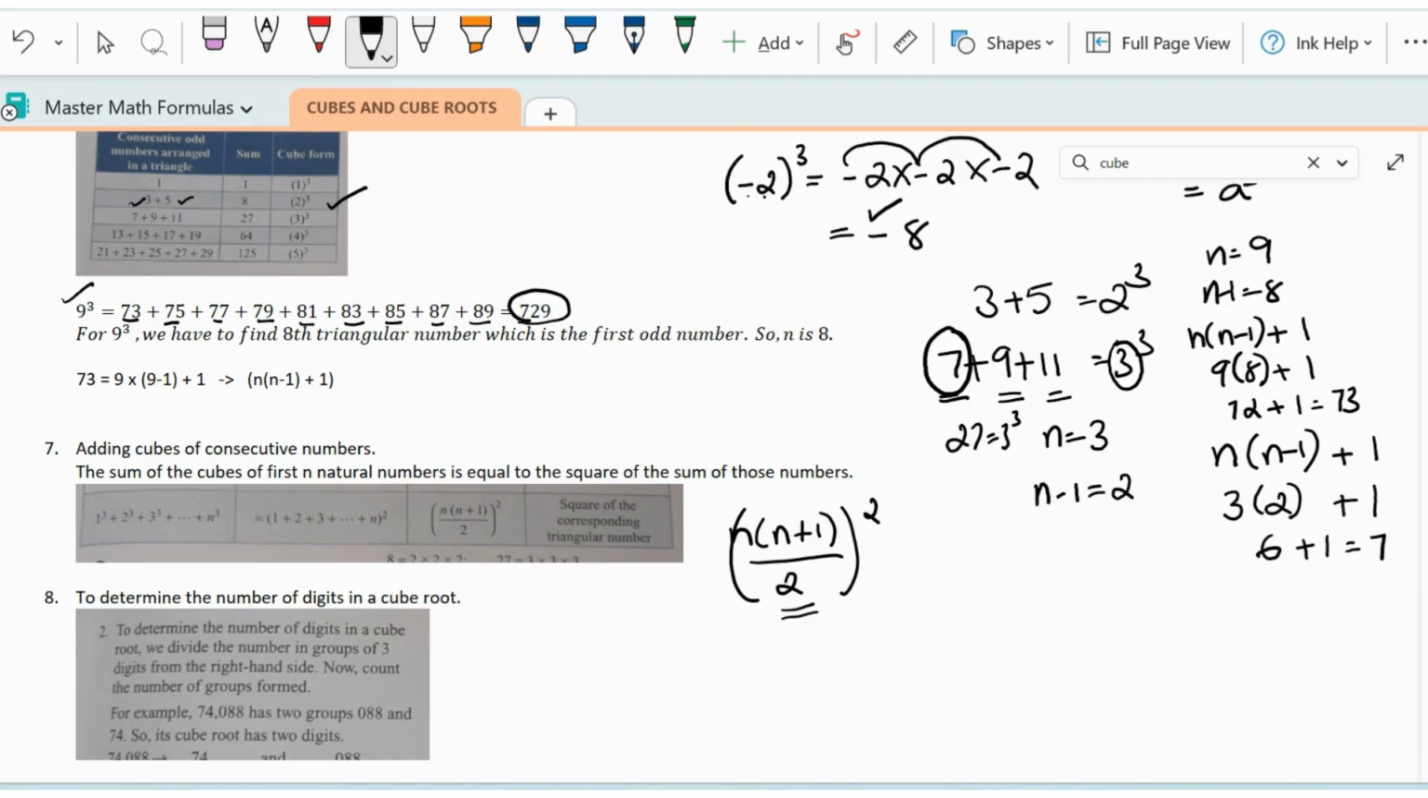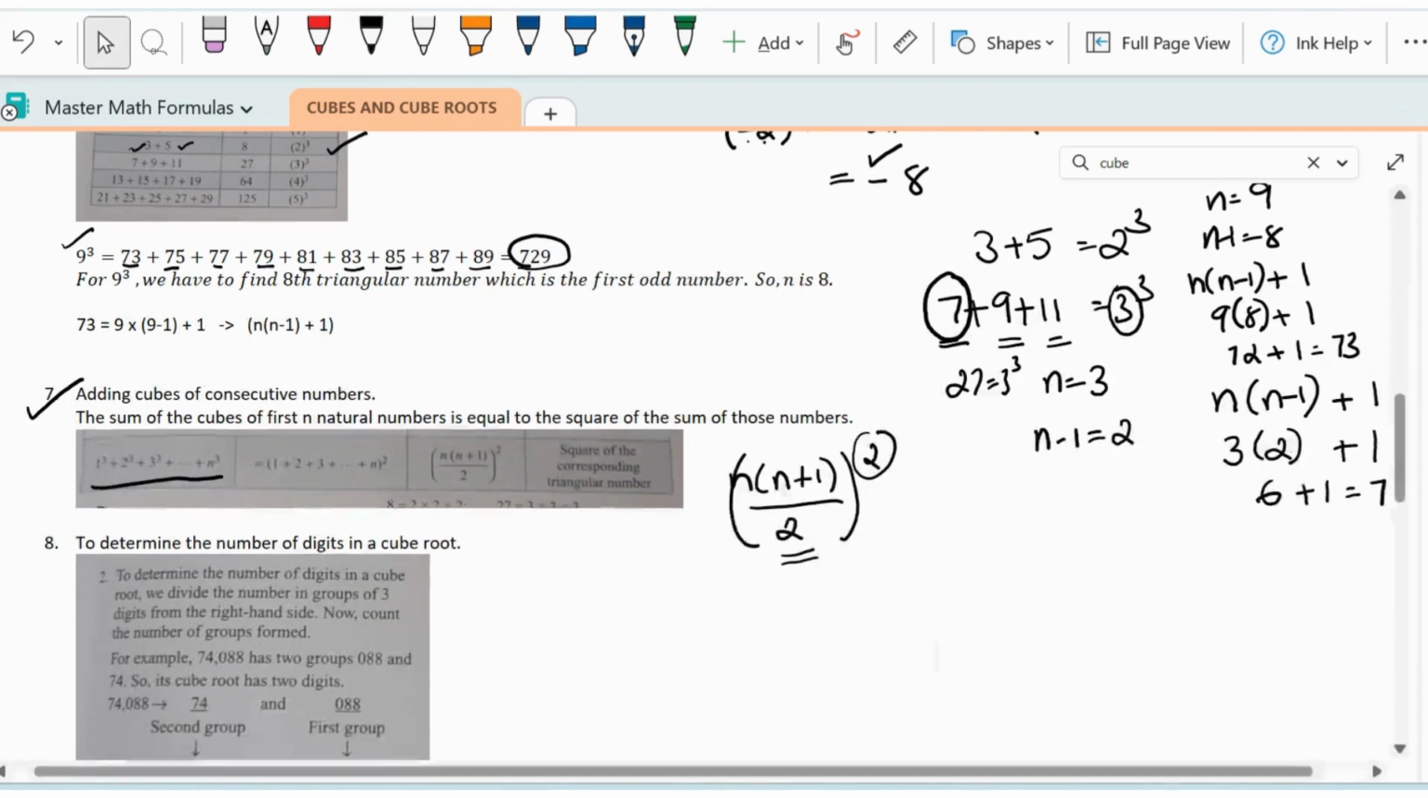This is the sum of first n consecutive numbers. n into n plus 1 by 2, and the square of that would give you the sum of cubes of first n consecutive numbers. Just remember the formula. 1 cube plus 2 cube plus 3 cube so on up to n cube is given by the formula n into n plus 1 by 2 the whole square.